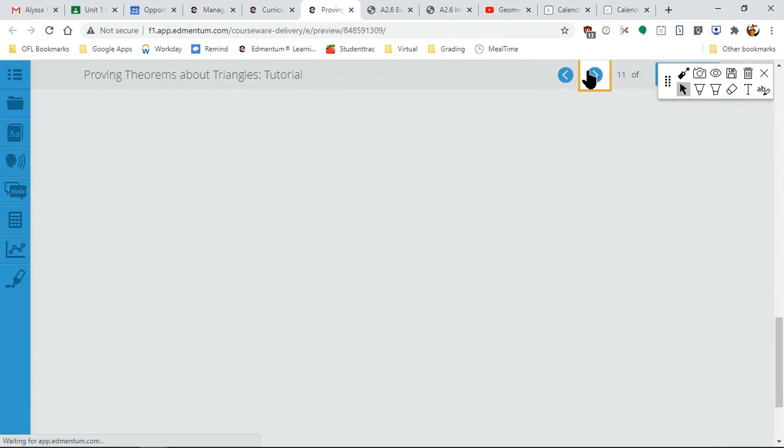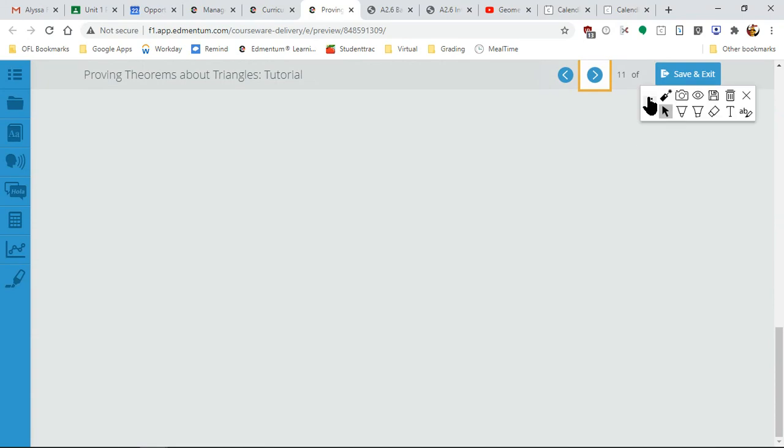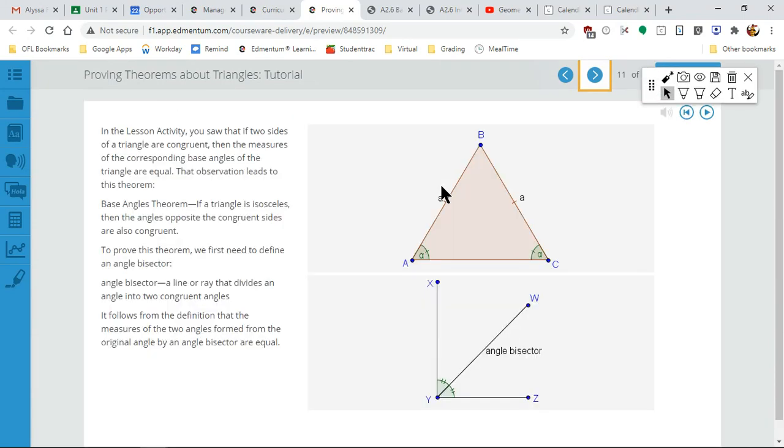All right, so moving on. How come it doesn't tell me how many slides there are? So here it's just saying that these two are going to be the same. I'm not sure why it's talking about an angle bisector here.